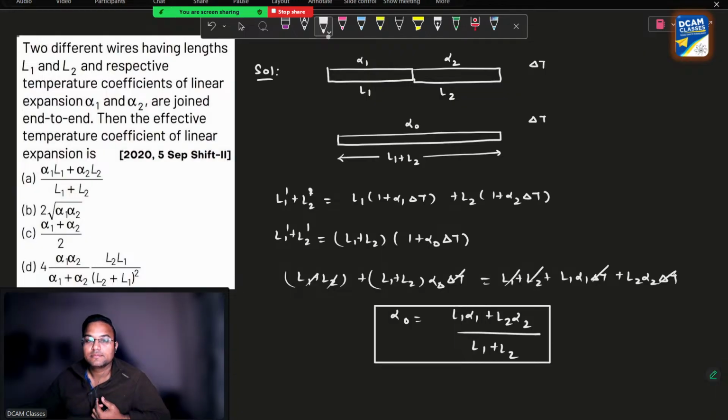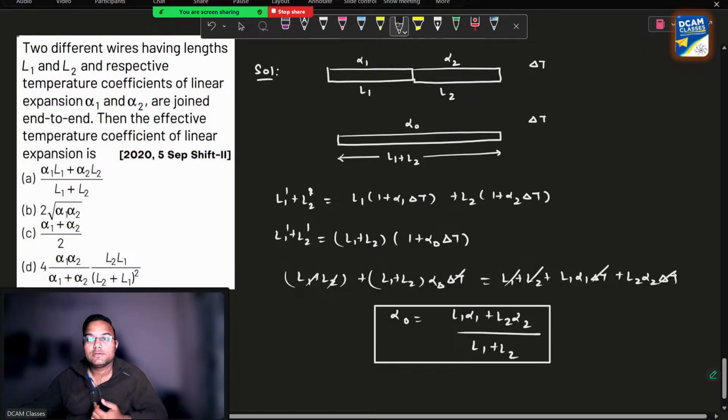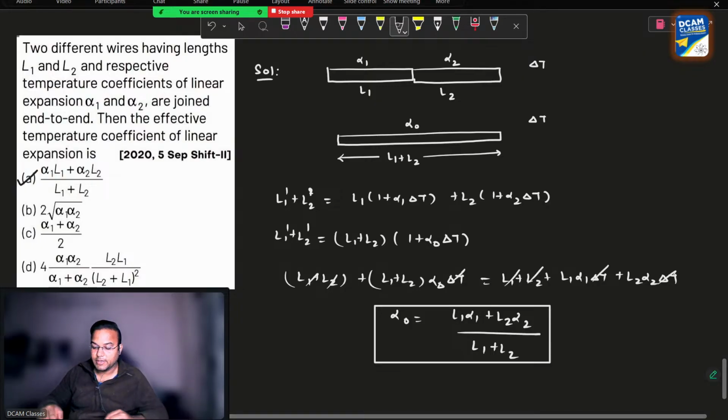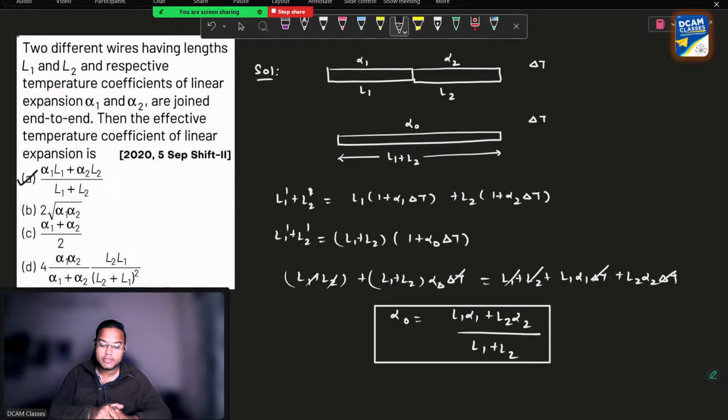Done. In the next class, we'll solve some more questions and then we'll move on to the next topic, calorimetry and specific heat capacity.